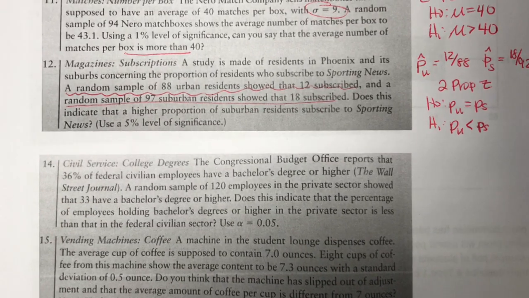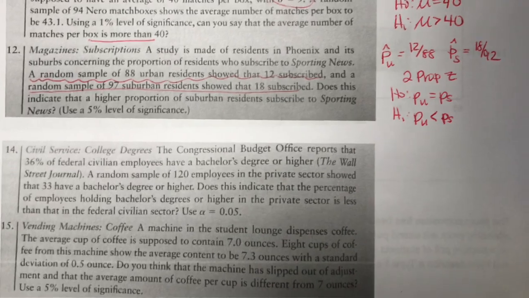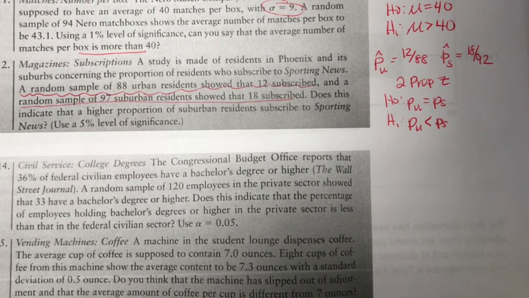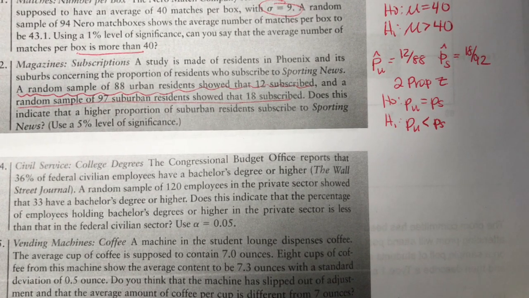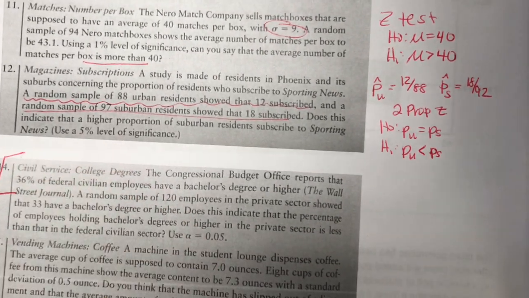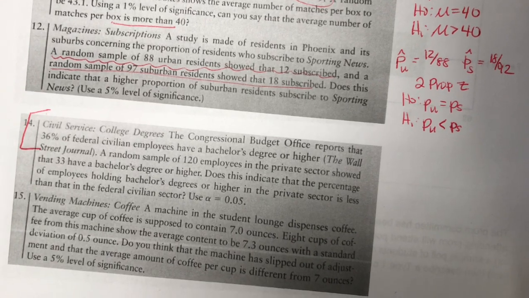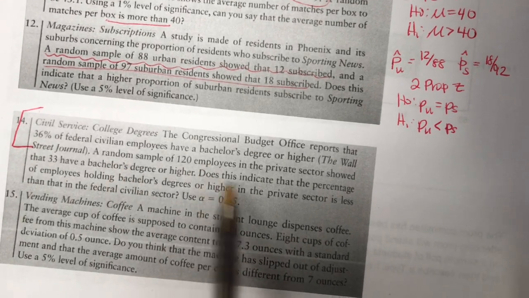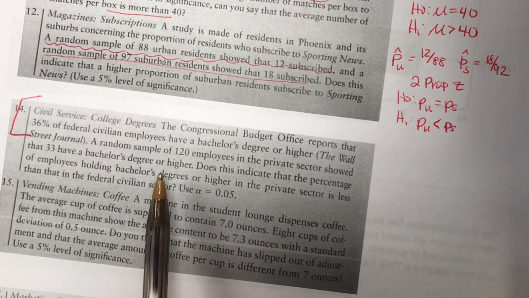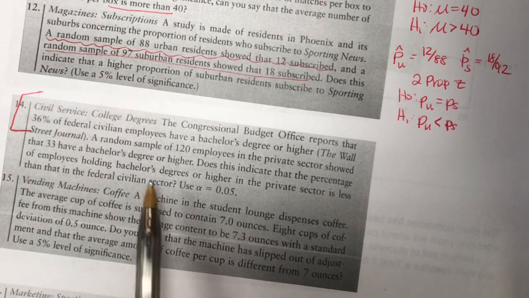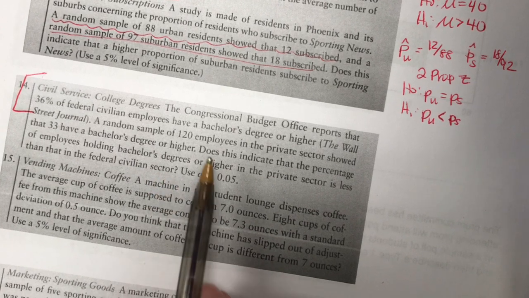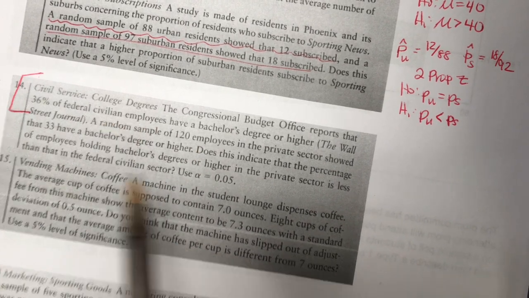Okay, so 14 can be kind of confusing because it maybe looks like you have two proportions, but really it is just one. And the reason being, the first information given is from a budget office. It's not from a sample. It's from the Wall Street Journal. This is kind of a set number that 36% of employees hold a bachelor's degree. What they did here is took one sample of 120 employees and found 33 have a bachelor's degree or higher. So does this indicate the percentage of employees holding a bachelor's degree or higher in the private sector is less than that of the federal civilian? So we're comparing our one proportion to the 36%.